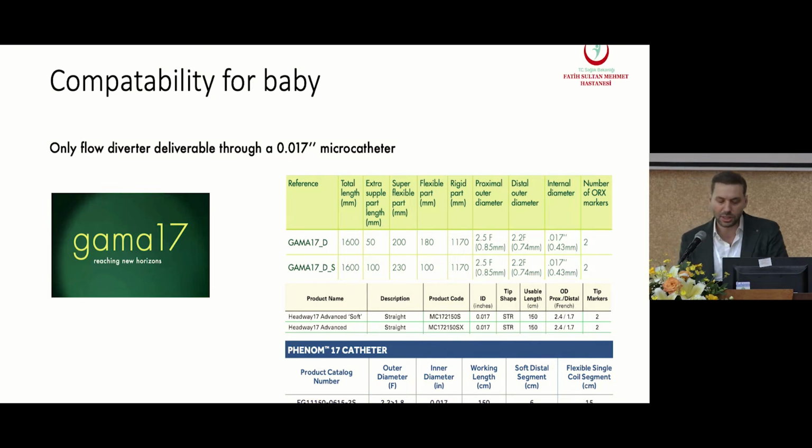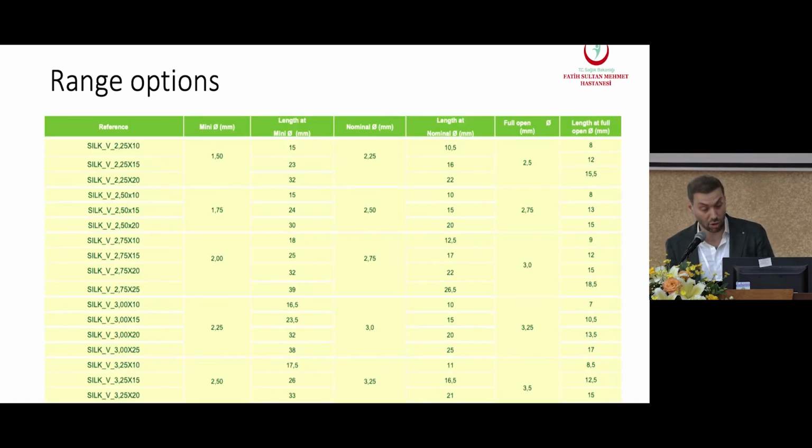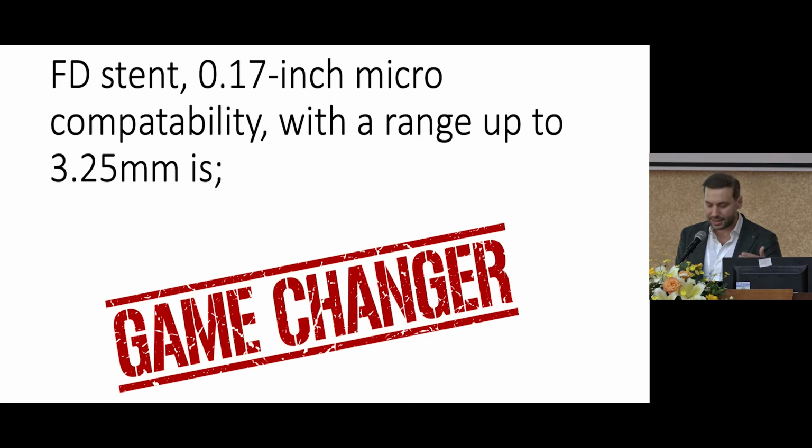What about range options? It starts with 2.25 by 10 up to 3.25 by 25. Why do I say so? Because a flow diverter stent with 17-inch microcatheter compatibility with a range up to 3.25 millimeters, I think is a game changer. Because if you decide to put a flow diverter stent, you can deploy it with a 17-inch microcatheter in any vessel at or distal of the circle of Willis, which is very important, very easy, I think, and sometimes you can also use it in supraclinoid segment aneurysms.